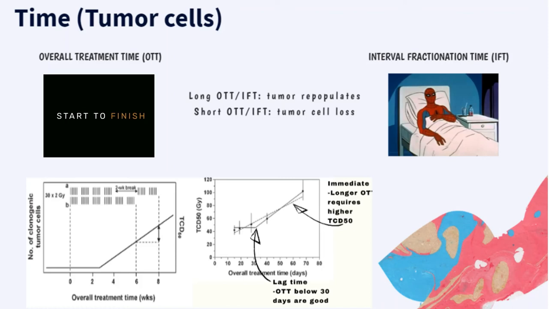So a long OTT or IFT will make the tumor repopulate, hence it is said to fail in tumor control. A short OTT or IFT is good because it causes cell loss and not so much repopulation, so it is successful in controlling the tumor.